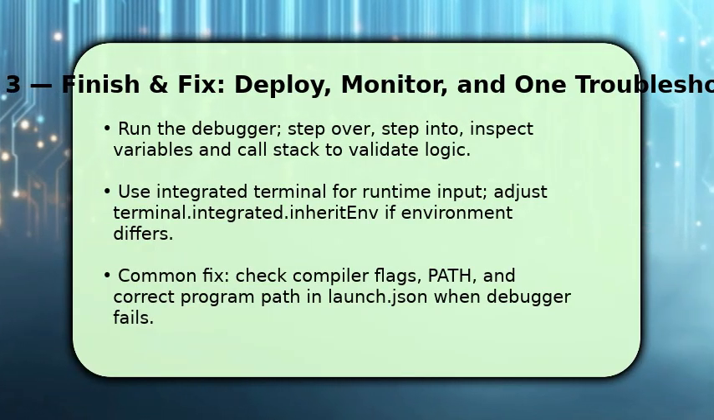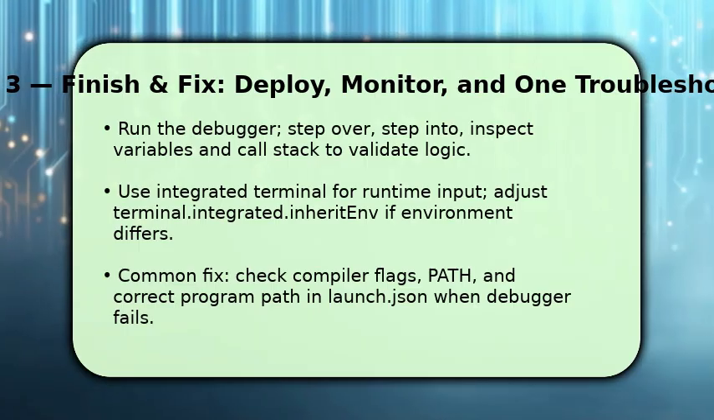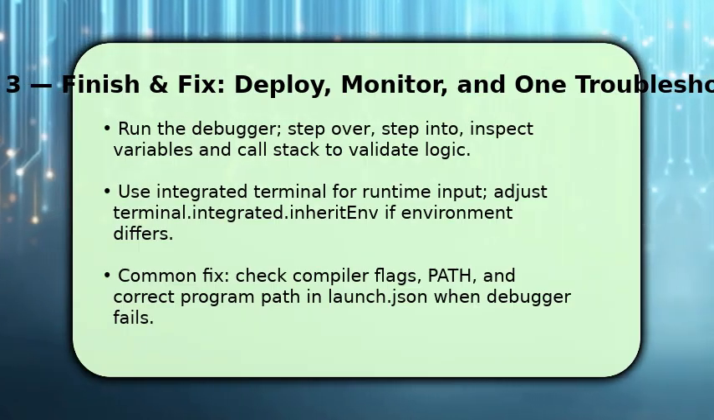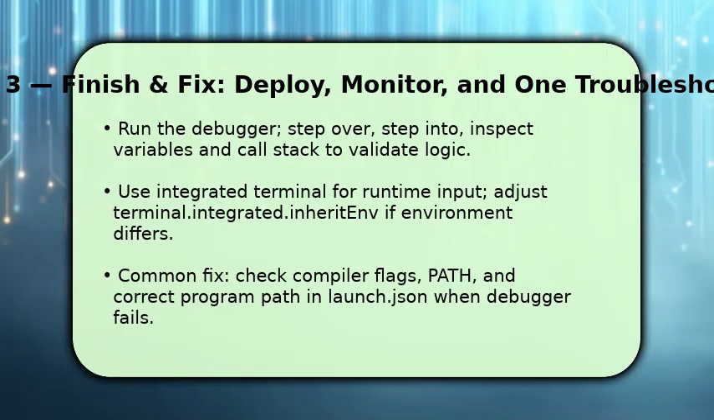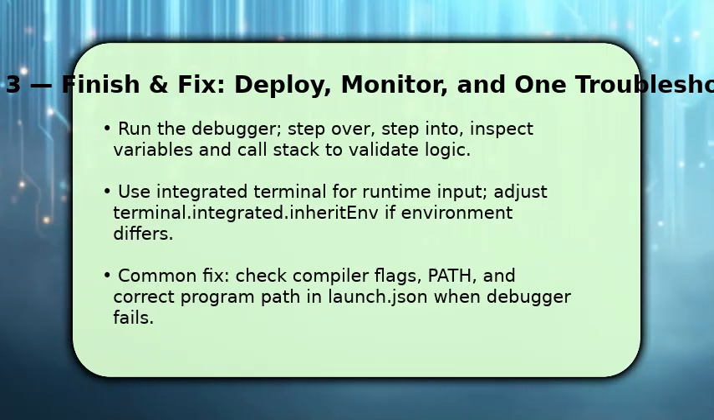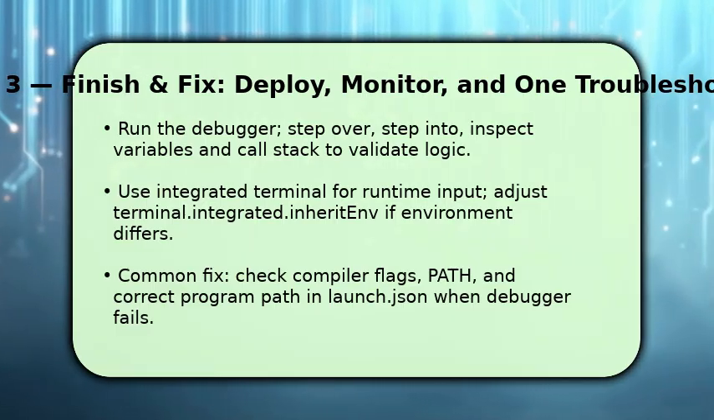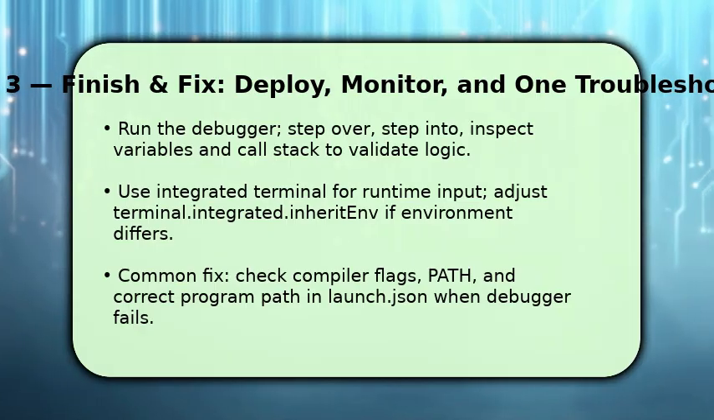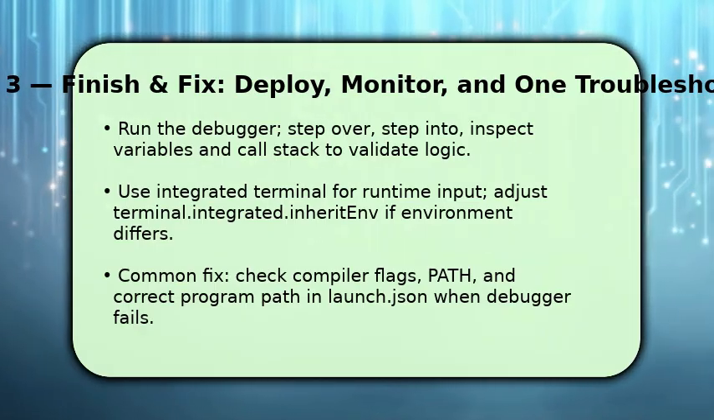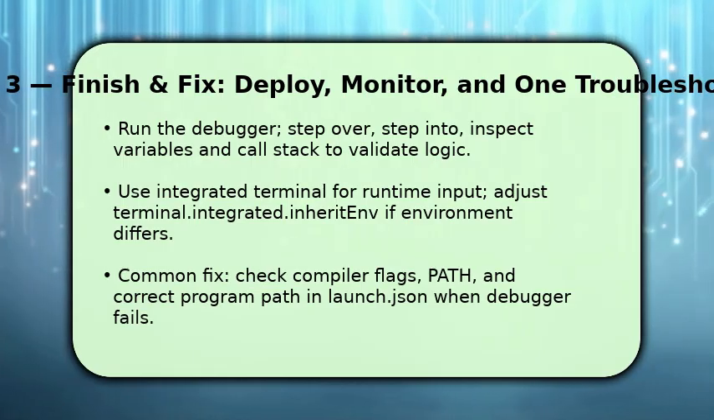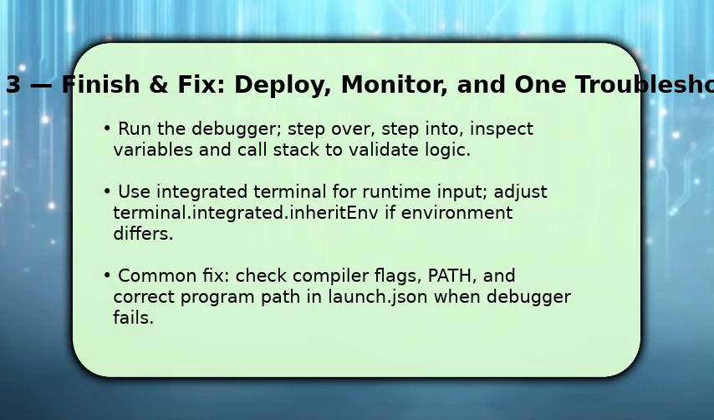Make sure you use the integrated terminal when your program needs input, and configure terminal settings if environment variables differ. If something goes wrong, rerun the build task, confirm the compiler output path, and verify launch.json points to that exact binary. This resolves most issues. If breakpoints aren't hit, rebuild with -g and ensure the source matches the compiled binary.